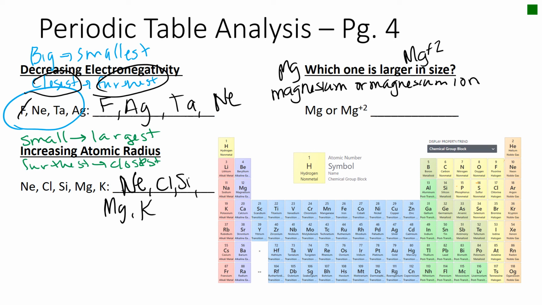Now I can figure out which one is larger. The next thing you want to do is think about it: if I lost something, would I be smaller or larger? Because that's what happens with a +2. Remember, you lost electrons. So we had a normal atom, and then we lost those electrons. If I lost electrons, will it be larger or smaller? Well, you're going to be smaller, right? And so which one's larger? Well, that would be Mg.